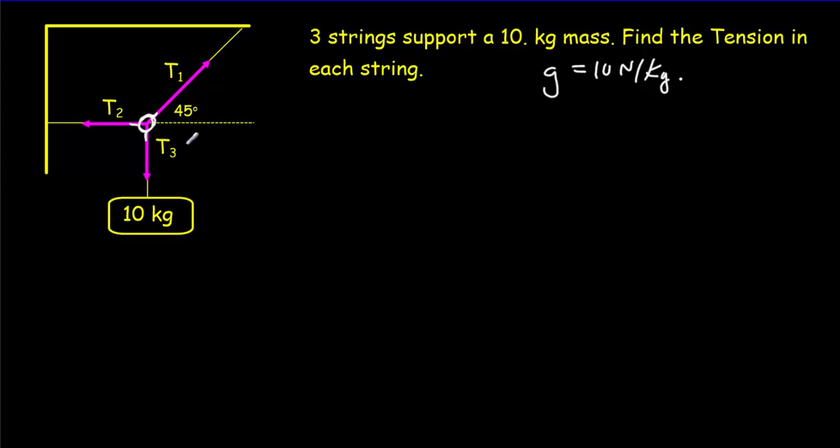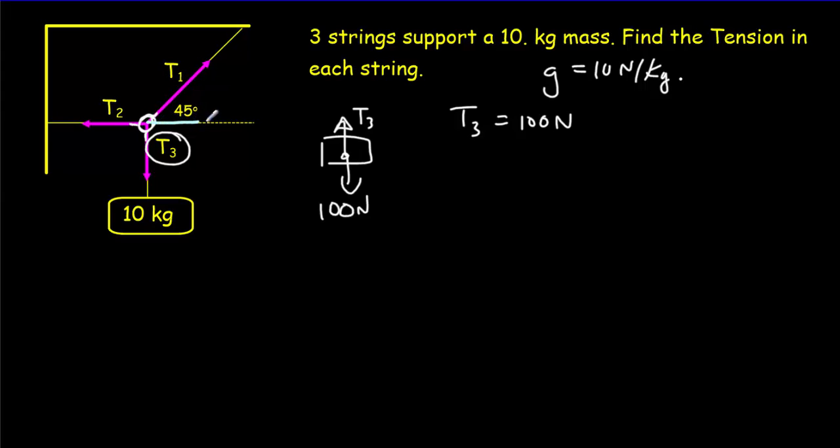So hopefully you started off trying to find T3, because if I do a free body diagram for my 10 kilogram mass, the weight is straight down at 100 newtons. And the only other force that's acting is that T3. And that means that the size of T3 has to be equal to 100 newtons. And then the second step is to take T1 and break it up into components. So these components would be T1 sine 45 and T1 cos 45.